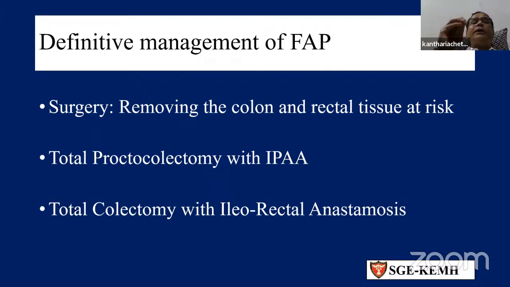And the most important rider for doing ileorectal anastomosis is that they have to be motivated enough to be under constant surveillance, because in the remnant rectum, the distal rectum, there are high chances of malignancy which can occur, and you may have to do a completion total proctocolectomy in these patients at a later date.